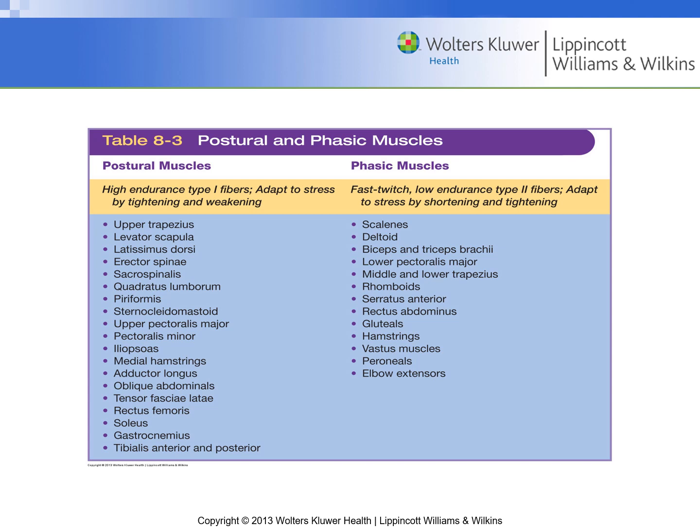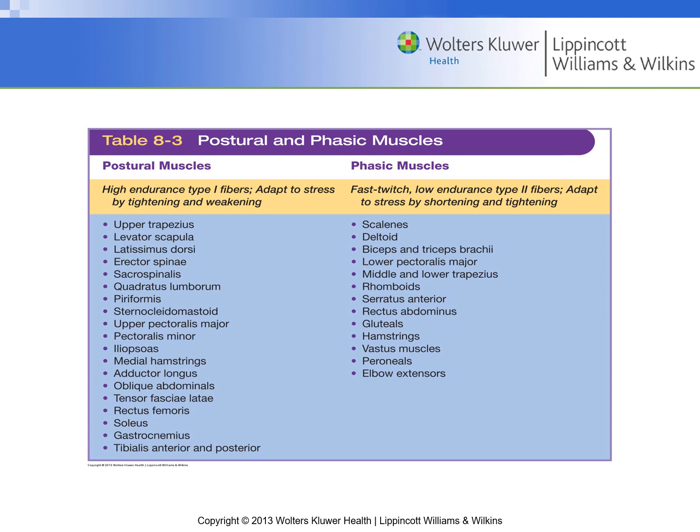The postural muscles are the upper trapezius, the levator scapula, the latissimus dorsi, the erector spinae, the sacrospinalis, the quadratus lumborum, the piriformis, the sternocleidomastoid, the upper pectoralis major, the pectoralis minor, the iliopsoas, the medial hamstrings, the adductor longus, the oblique abdominals, the tensor fascia lata, the rectus femoris, the soleus, and the gastrocnemius, the tibialis anterior and posterior.